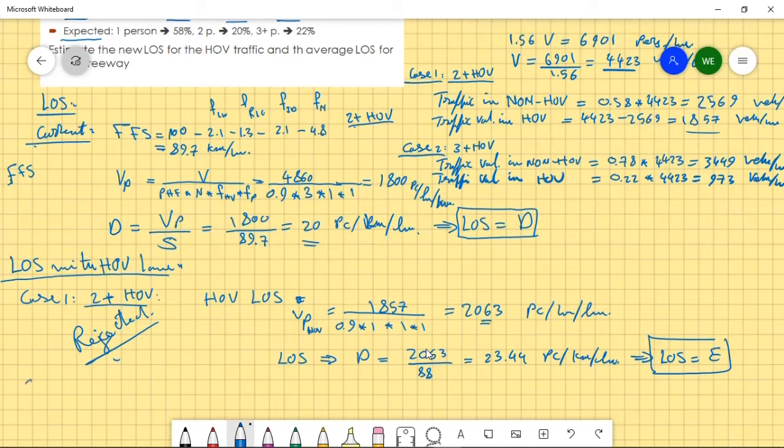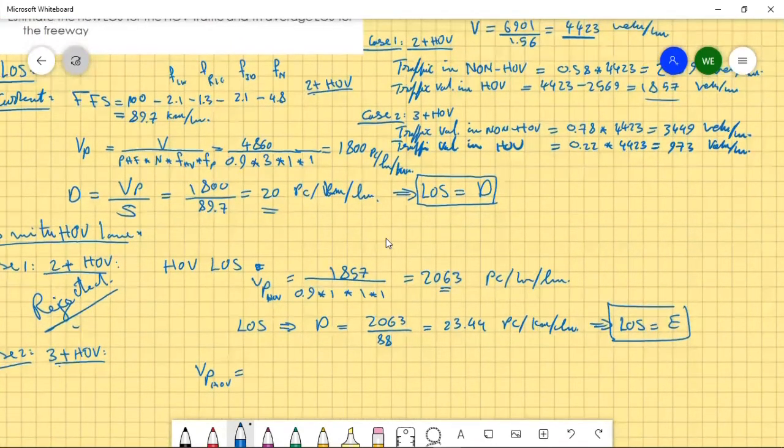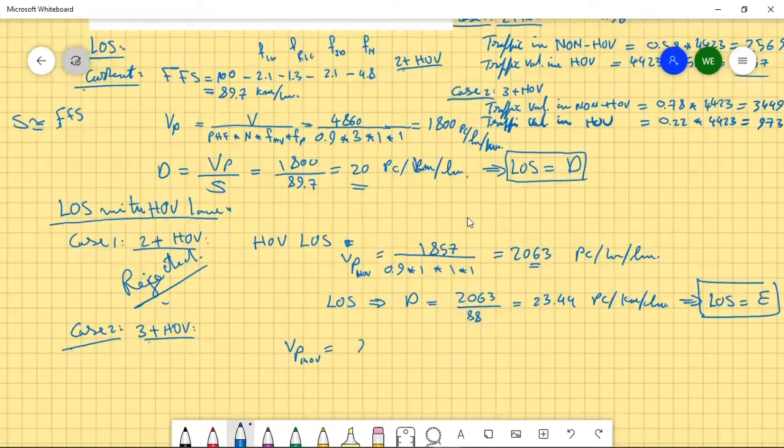So let's go to case 2, in which we are limiting the HOV lane to only vehicles with 3 or more passengers. So let's check on the volume VB in the HOV. Let's get the volume from here. It's going to be 973. 973 divided by 0.9, multiply 1, multiply 1. That will be 973 divided by 0.9, which is going to be 1081 passenger car per hour per lane.